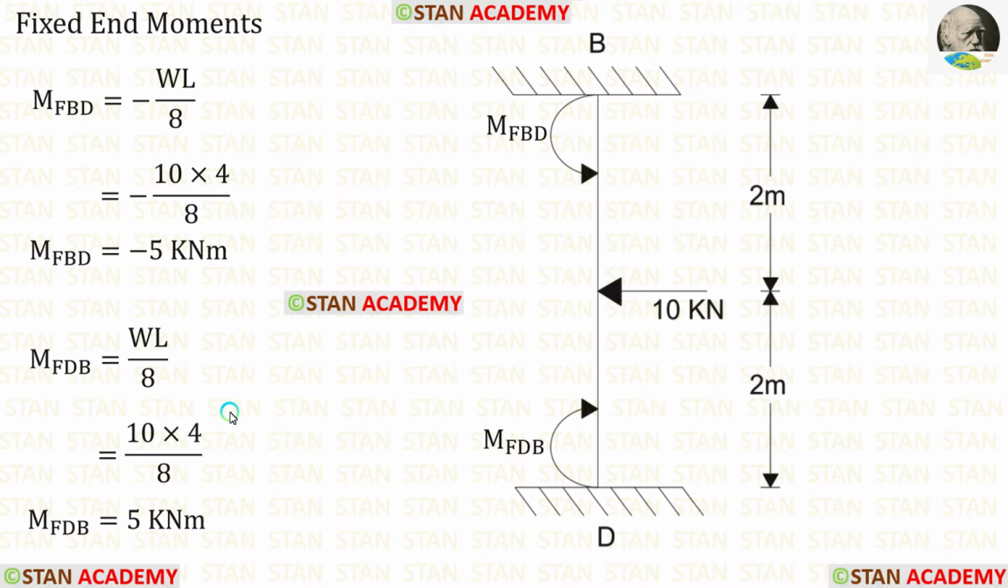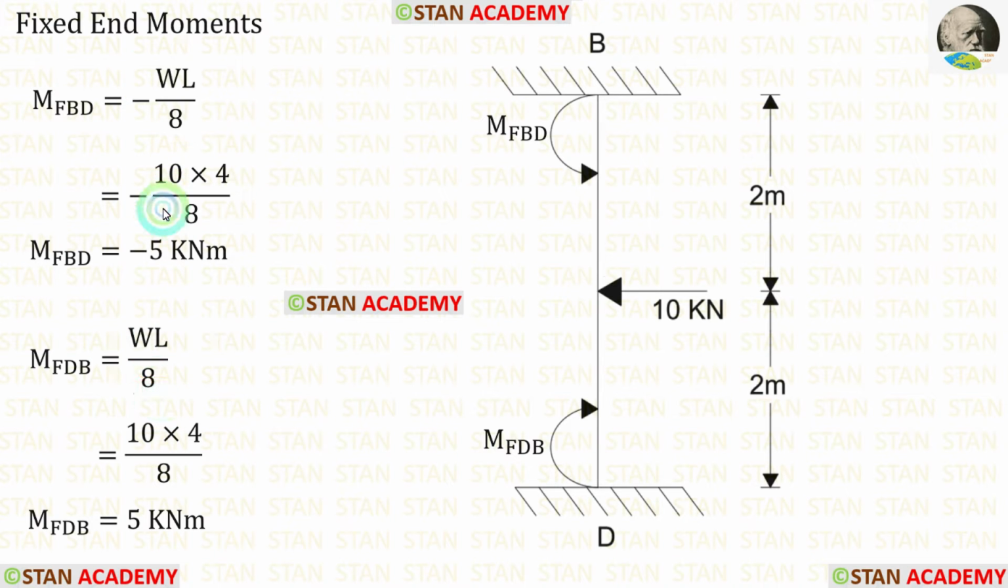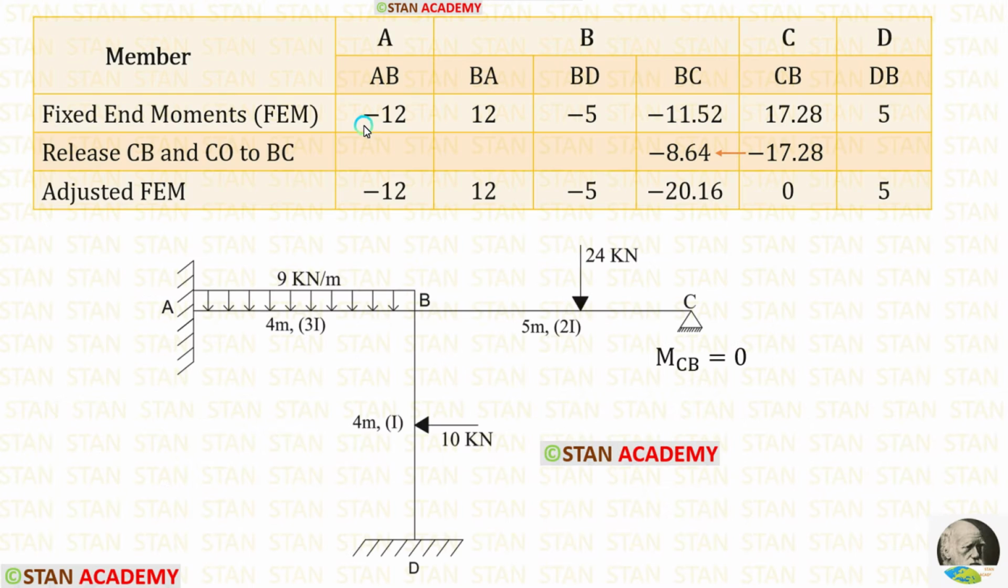Now let us find the fixed end moments in the column BD. Here there is a point load 10 kN. This point load is acting in the center. The formulas to find the fixed end moments are minus WL upon 8 and positive WL upon 8. When we apply the values inside the formulas, we are getting MFBD and MFDB. We have calculated all of the fixed end moments.